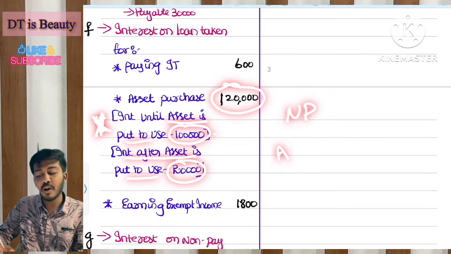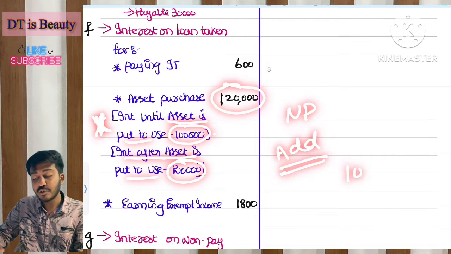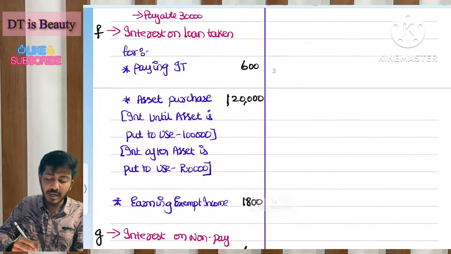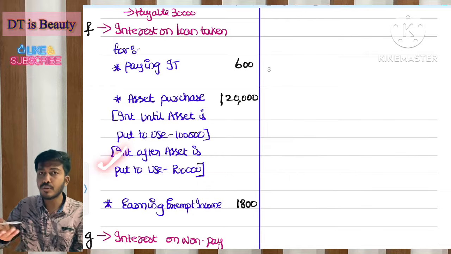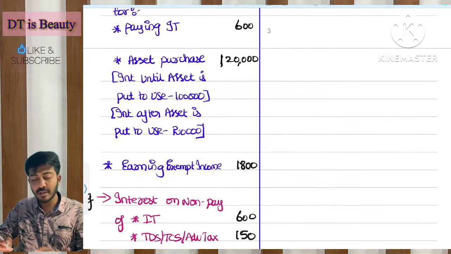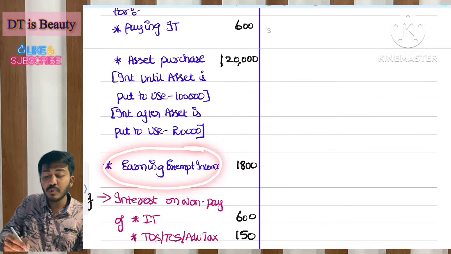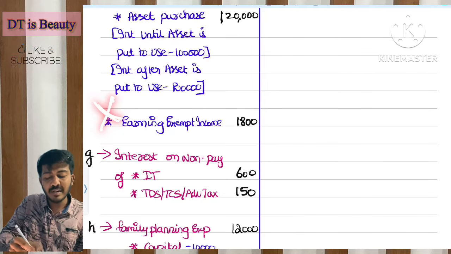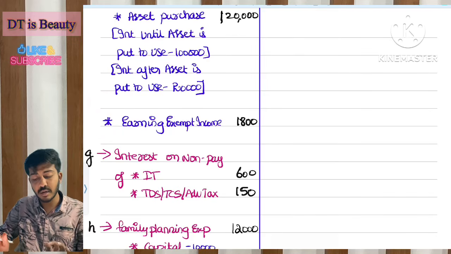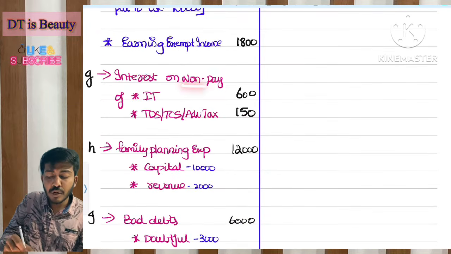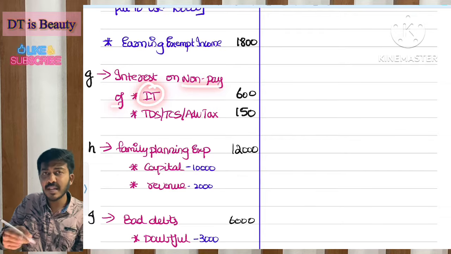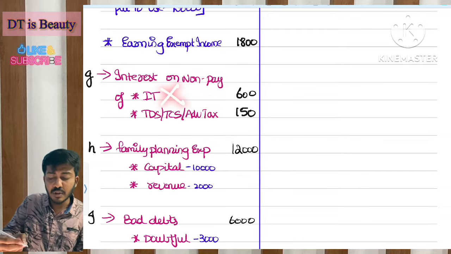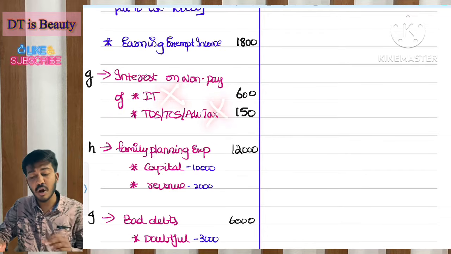So for the net profit additions category, you should add back the entire 1 lakh. This 20,000 will come in P&L because it is after put to use. No problem, it is a business item. Correct or wrong? Earning exempt income, you have taken a loan for earning exempt income, and the interest paid on the loan is not allowed as deduction. And interest on non-payment of income tax, if you don't pay income tax on time, they will charge interest, right? Again, that is not allowed. TDS, TCS defaults are not allowed.